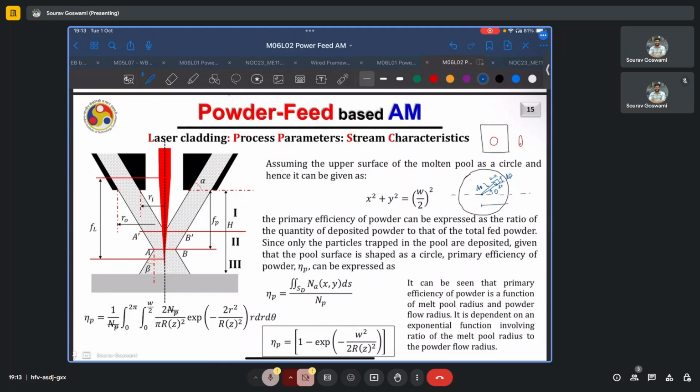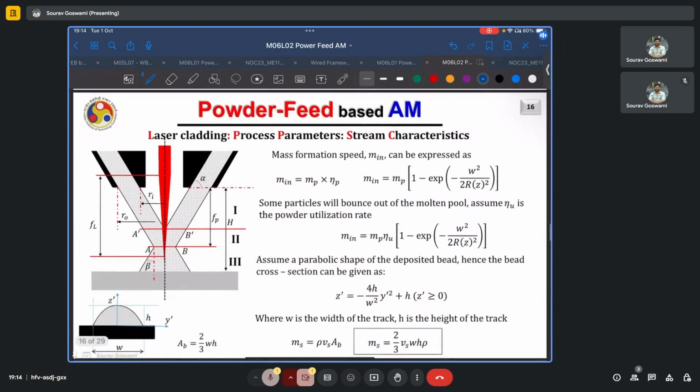And theta going from 0 to 2 pi. And upon doing this, we end up with the expression of eta p is equal to 1 minus exponential minus w square by 2 rz square. And what can be seen from this is that the primary efficiency of powder is a function of the melt pool radius and the powder flow radius. It is dependent on an exponential function involving the ratio of melt pool radius to the powder flow radius. Of course, this has been performed for a melt pool shape assumed circular, which will not generally be the case.